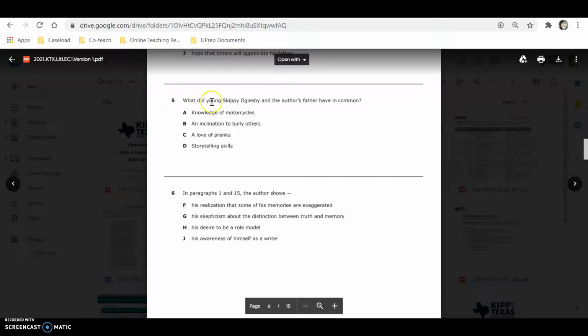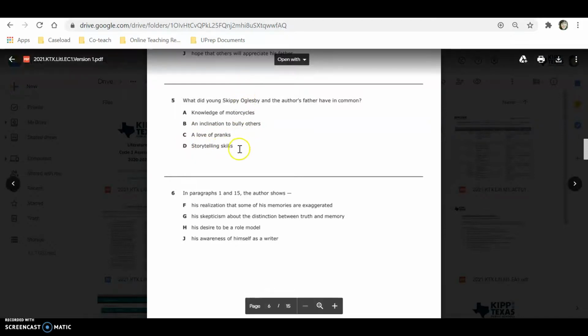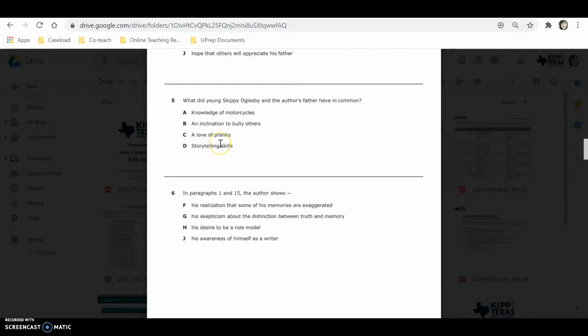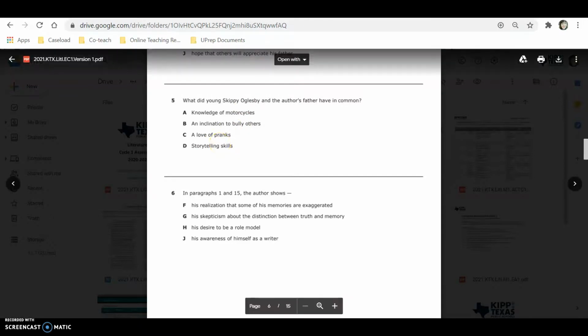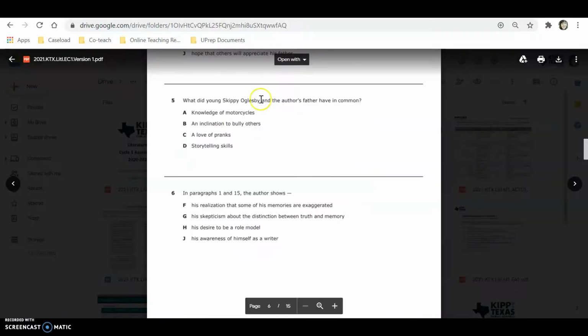Number 5. What did young Skippy Oglesby and the author's father have in common? A, knowledge of motorcycles. B, an inclination to bully others. C, a love of pranks. D, storytelling skills. Again, if you don't know any of the words in the question, you can't answer it correctly. So you must go to Learner's Dictionary to find out the definition. Go ahead and pause, answer number 5, and come back.